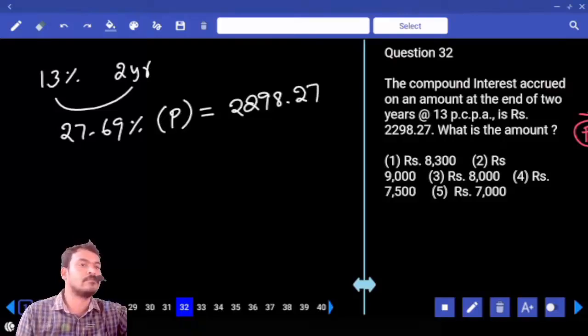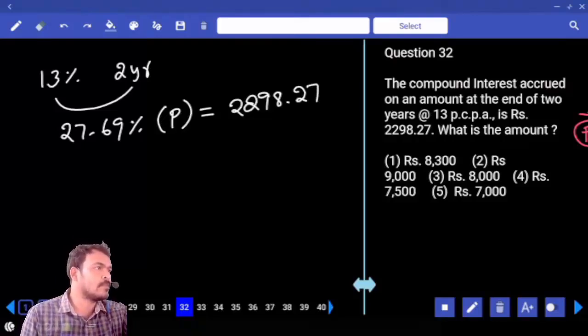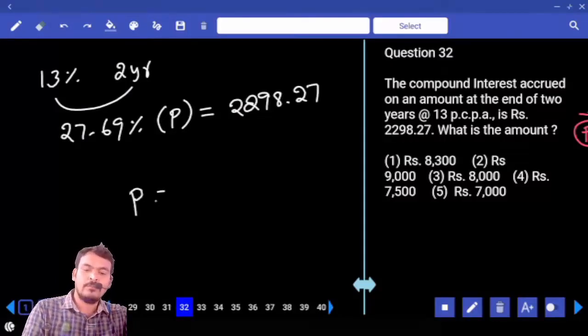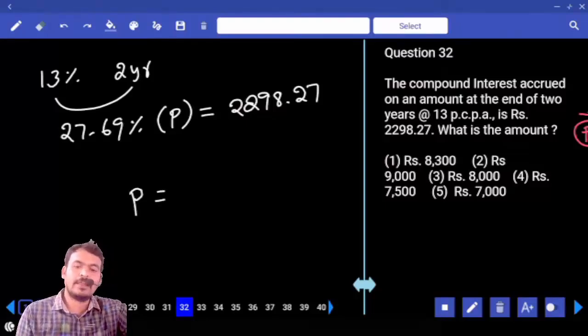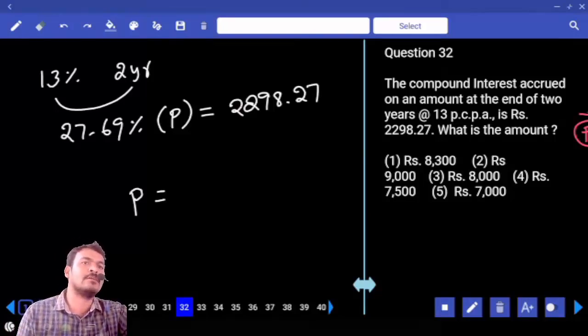22,098.27. Okay. Which one do we require? The principal value. Left hand side 2 decimals, right hand side also 2 decimals. Left hand side is a percentage, so the denominator must be 100. It will become right hand side into 100. Then the answer must end with 2 zeros.